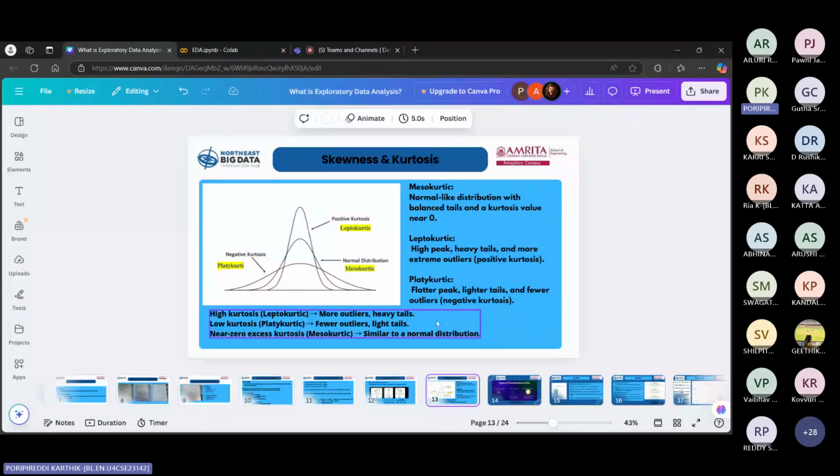But why do we need to find this? Because if we get a leptokurtic, we know that we have more outliers. And if we get a low platykurtic, we have few outliers or lighter tails. And if we get a mesokurtic, the distribution is normal.